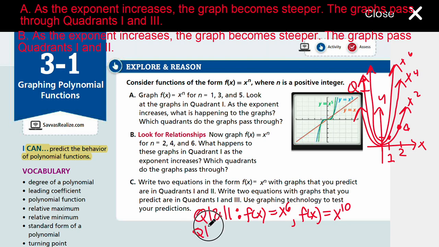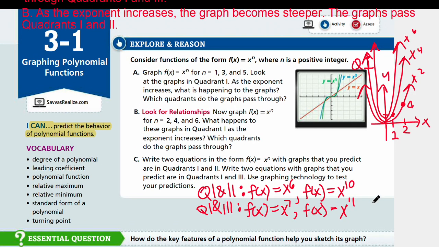For quadrants 1 and 3, anything that has a power of an odd number would work. 9 or 11, okay, any odd numbers. All right, so these are some characteristics of polynomial functions that we have already noticed. So we're going to think about the lesson essential question: how do the key features of a polynomial function help you sketch its graph? Let's continue with example 1 in the next video.